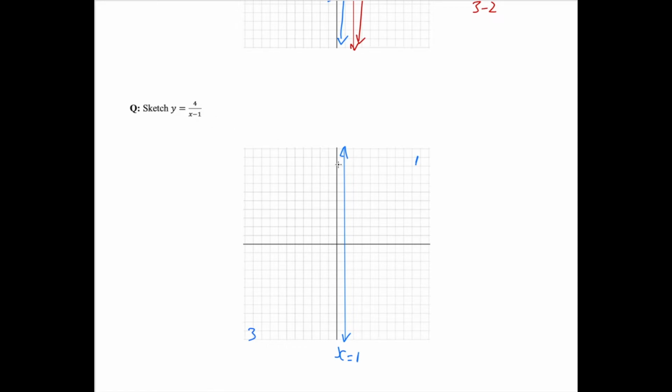To find a point in quadrant 1, we can substitute a value. So we can substitute x equals 2. What does y become? y becomes 4 over 2 minus 1, which is 4. So that's one point: 2 and 4.